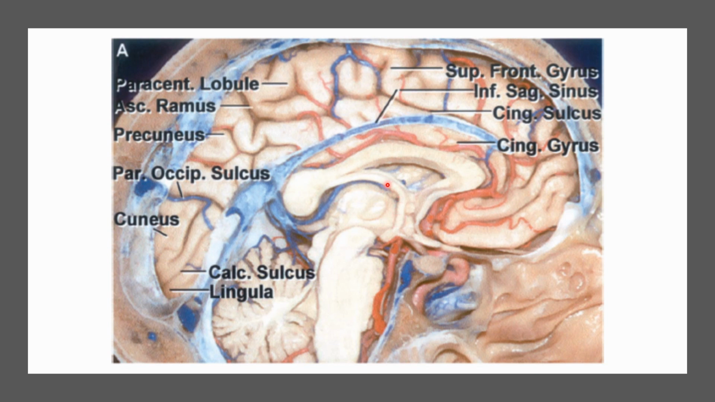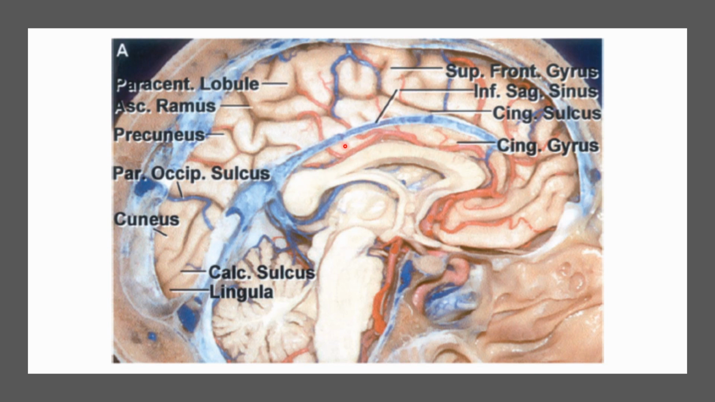Also in this mid-sagittal cut, we can see the corpus callosum, which is a type of commissural fibers which connect the two cerebral hemispheres. It's worth mentioning that in the cerebral hemisphere we have the gray matter on the outer surface, and the rest of it is white matter. We have three types of white matter: the projection fibers, the association fibers, and the commissural fibers, and the corpus callosum is an example of the commissural fibers.